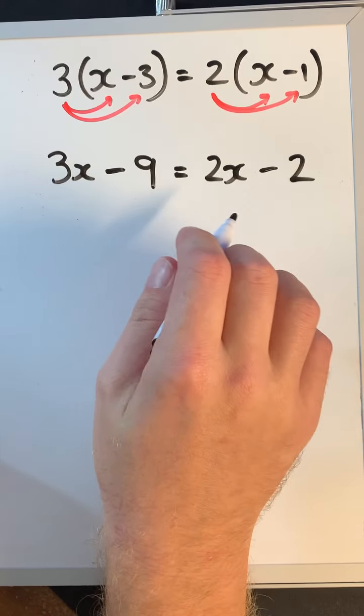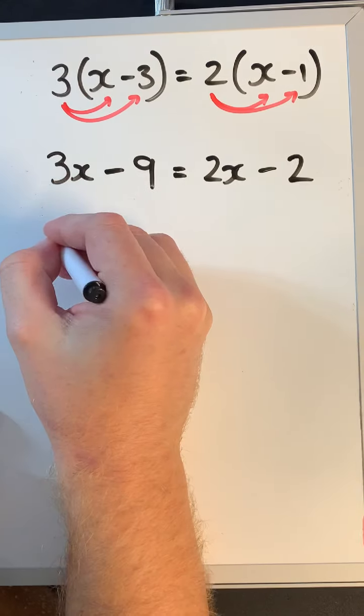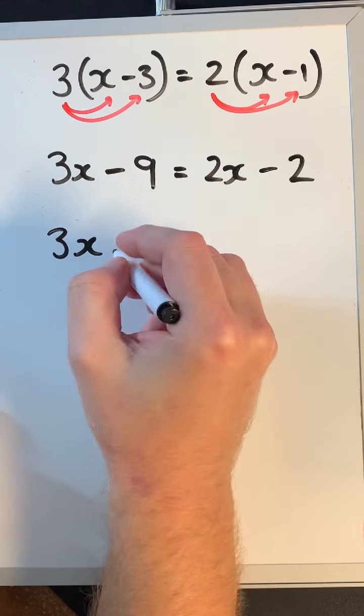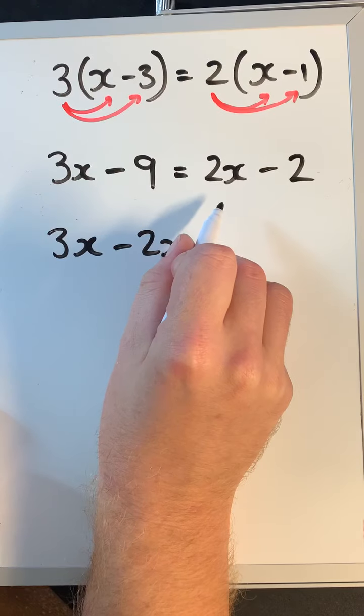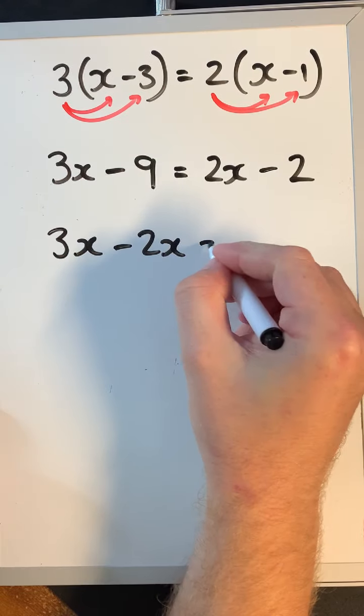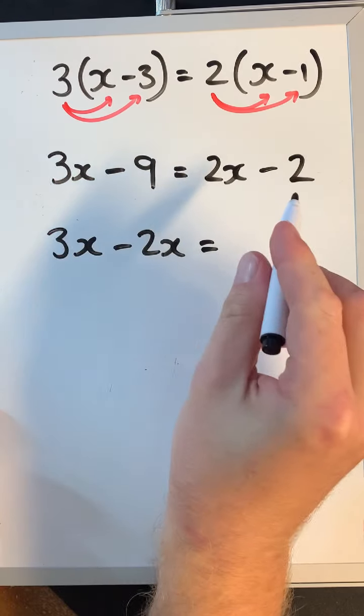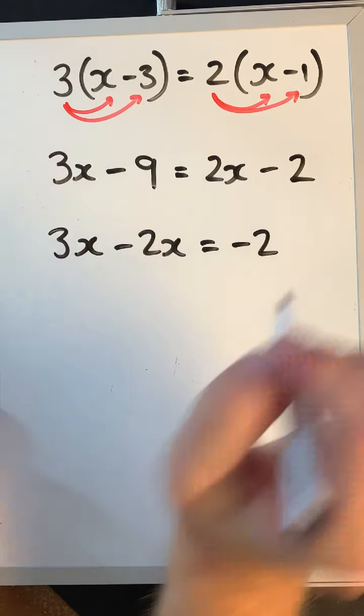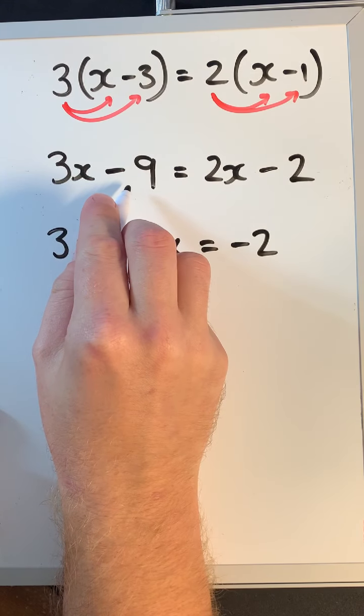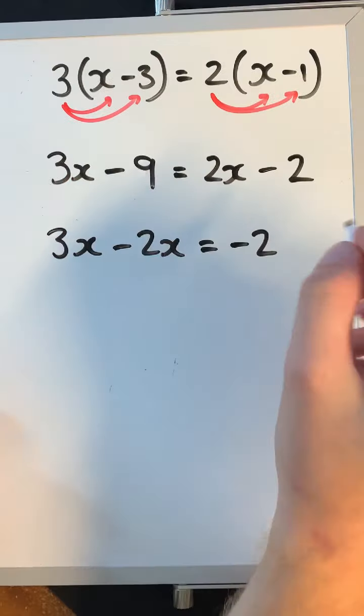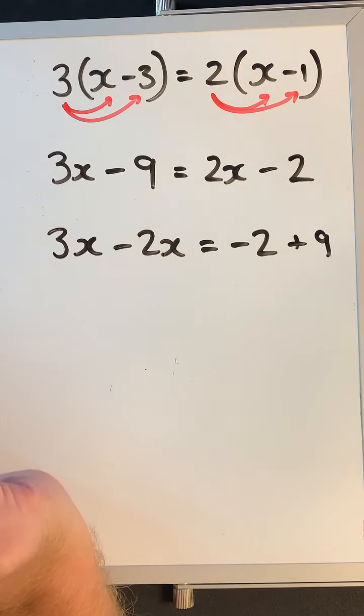So what I'm going to do then is take the x's to the left. So we've got 3x minus 2x. Yeah, so this becomes a negative. And this is equal to, on the right hand side, we've got minus 2 over there already. And when we take this minus 9 to the right, it'll become a positive 9.